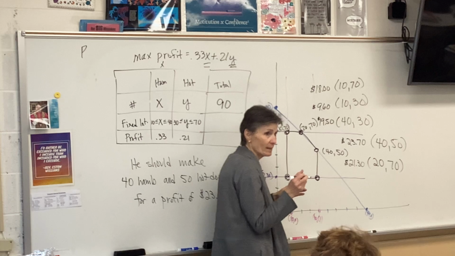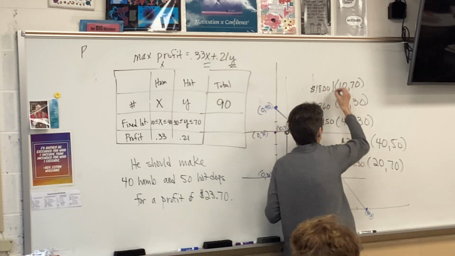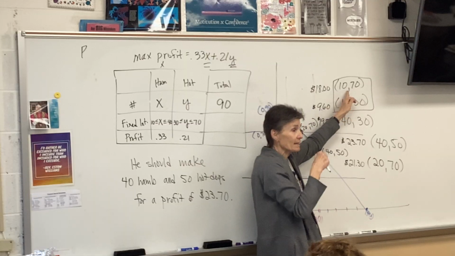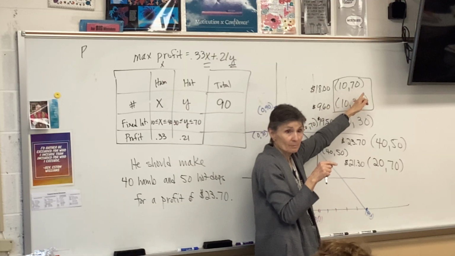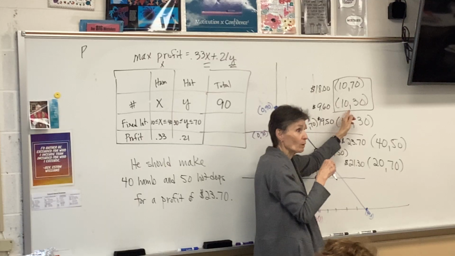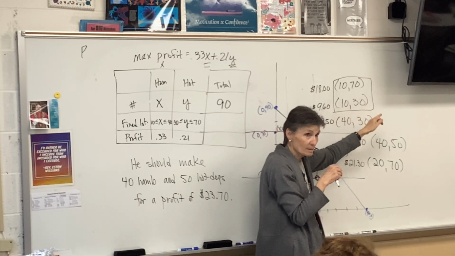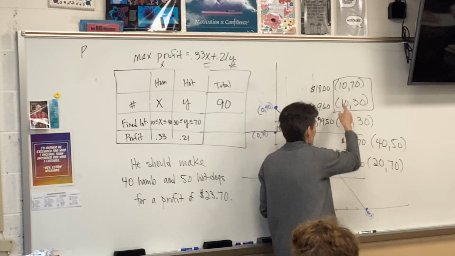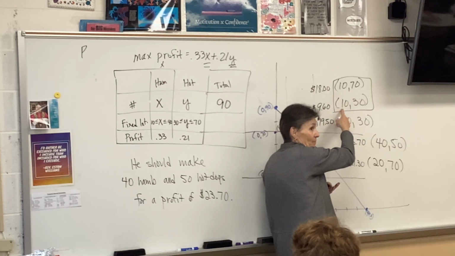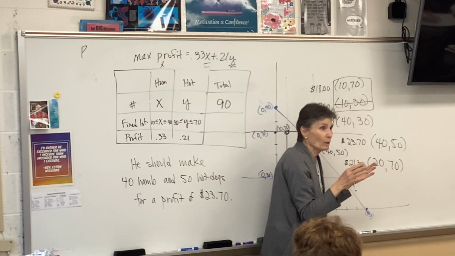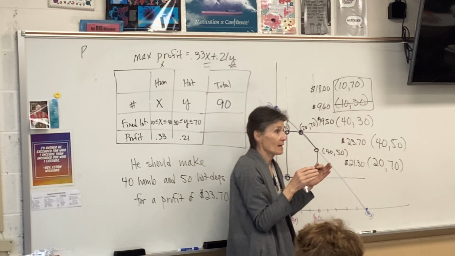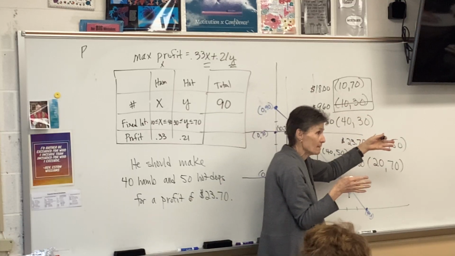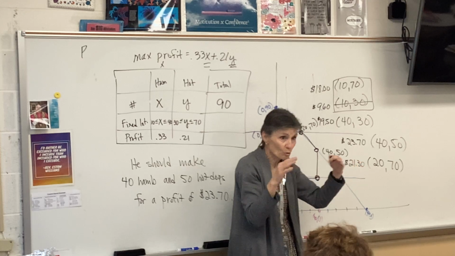Trying to make the most money, right? So when I look at these two ordered pairs, with this one, I'm making 10 hamburgers and 70 hot dogs. With this one, I'm making 10 hamburgers but only 30 hot dogs. Does it seem logical that maybe that one's gonna be more than this one? So I could have crossed that one off at the beginning because I know that making 70 is gonna be better than making 30. You don't have to do this, but you can.